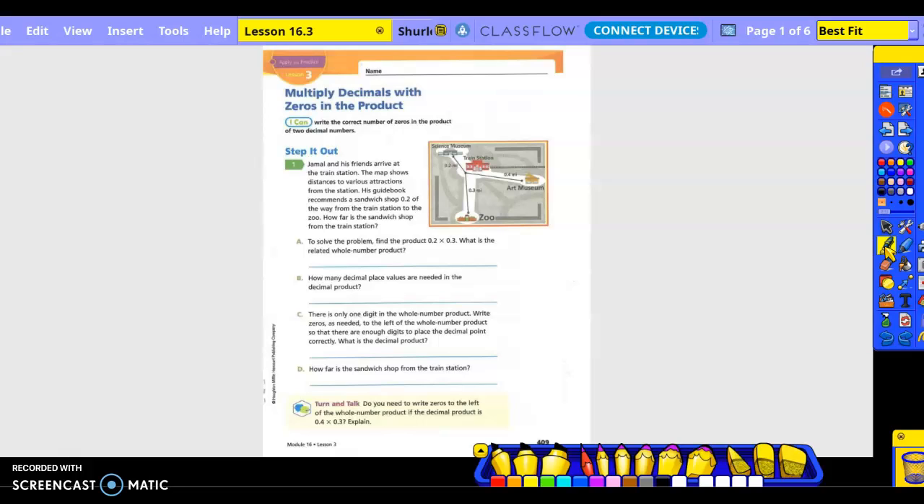The map shows the distances to various attractions from the station. His guidebook recommends a sandwich shop 2/10 of the way from the train station to the zoo. How far is the sandwich shop from the train station? To solve the problem, find the product 2/10 times 3/10. What is the related whole number product? So, taking out the decimals, what is that?